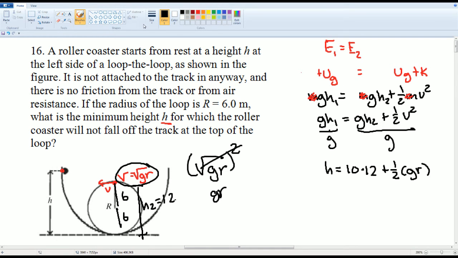I know what my gr is though, right? So it just becomes 1/2. G is 10. What's my r? 6, divided by g, which is just 10. So just plug that in. 10 times 12 plus a half times 10 times 6 divided by 10. Yep, got you, 15. Okay.